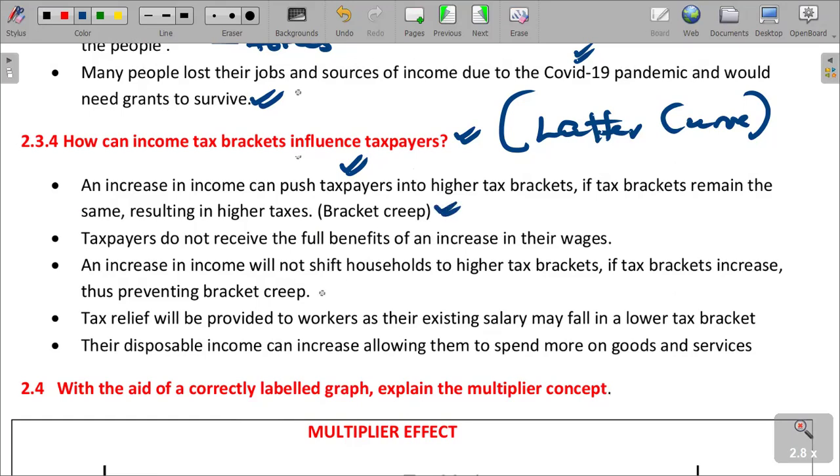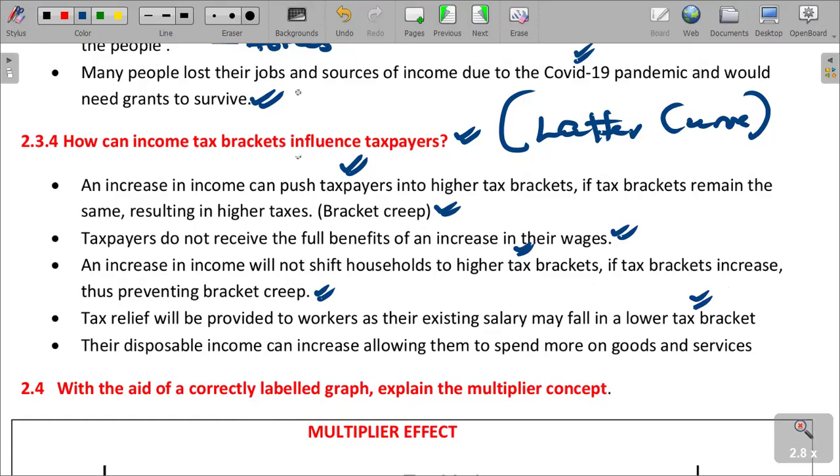So what we are saying is that the taxpayers do not receive the full benefits of an increase in their wages. When wages increase, it means that there is also an increase in the taxing bracket. So taxpayers are not receiving the full benefits of their increase in payments. And therefore we also talk about how an increase in income will not shift households to higher tax brackets if the tax bracket increases, thus preventing bracket creep. Tax relief will be provided to workers as their existing salary may fall in a lower tax bracket.